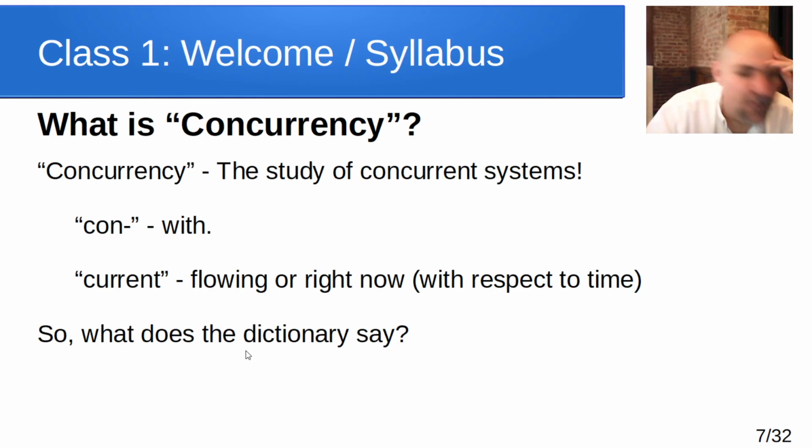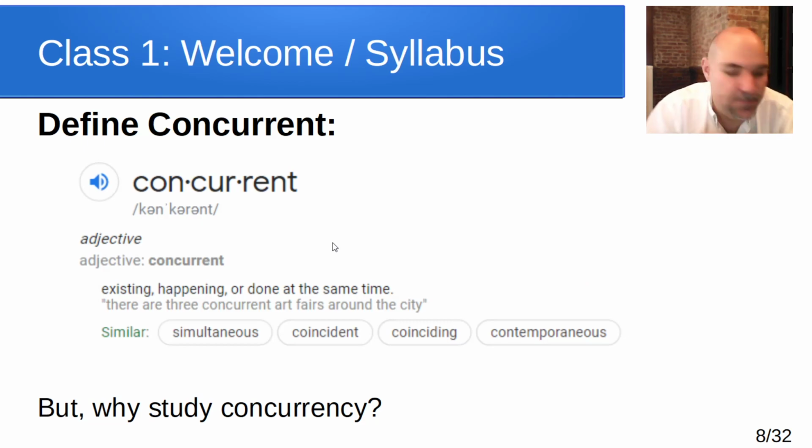So to get a better feel for that, let's look at the dictionary definition. And the dictionary definition of concurrency, or concurrent anyway, notice it's an adjective. And it means existing, happening, or done at the same time. So there are 3 concurrent arts fairs around the city. Or you might think of this person serving 2 concurrent life sentences for the crimes that they committed. So concurrent means 2 things happening together at the same time.